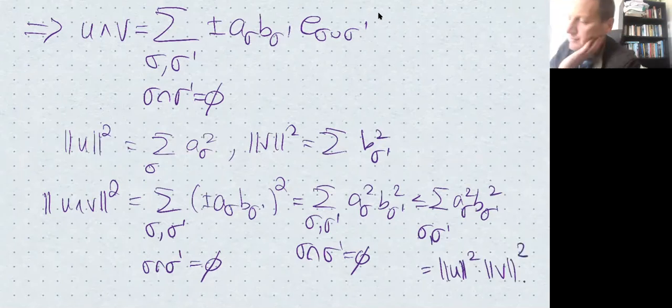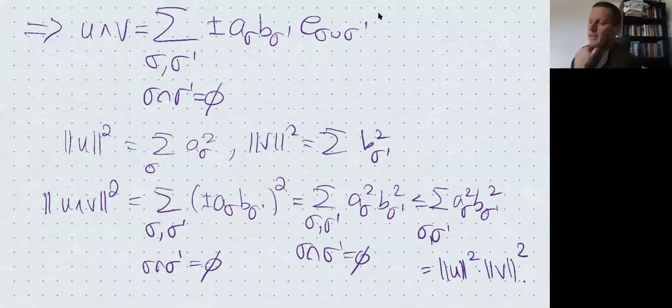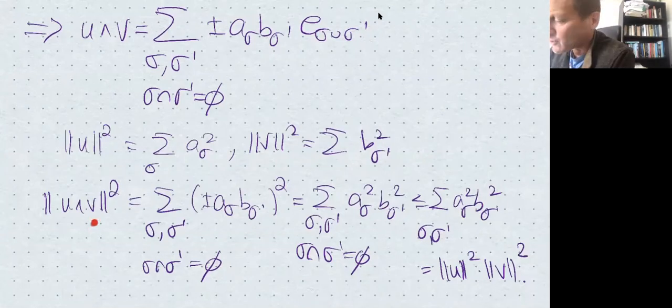Okay. So all I'm saying is that here we have this extra condition that the two multi-indices are disjoint, and if we relax that condition and allow any pair of multi-indices, we get this expression, which is exactly the product of the norm squared of U and V. So I've established the inequality that I want. Okay.